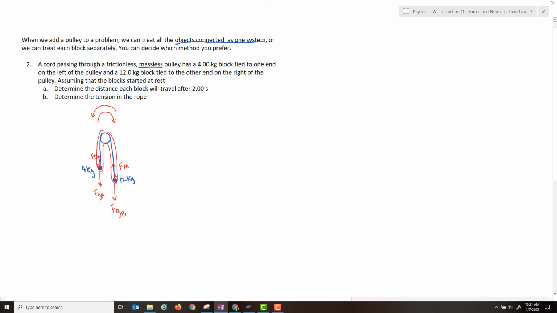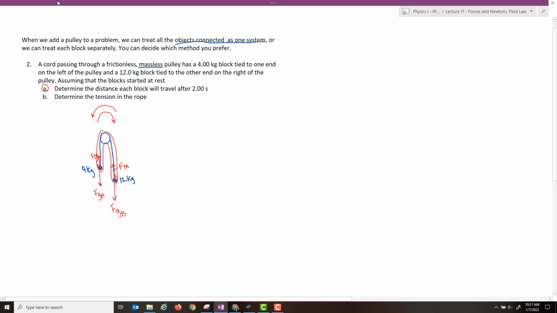One is causing the whole system to rotate clockwise. The other one is causing the whole system to rotate counterclockwise. They're equal in magnitude. So they're going to cancel one another out. So we can completely disregard them right now. Okay, and right now we're doing part A. In part B, we want to find that tension, so then we're going to have to look closely at that. Okay, so for now we're doing part A.